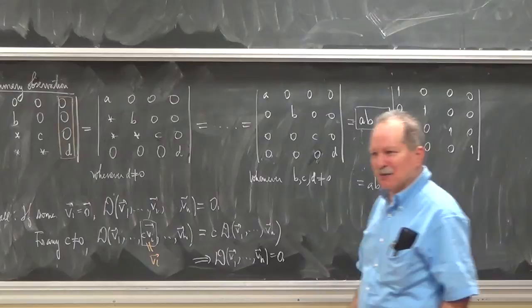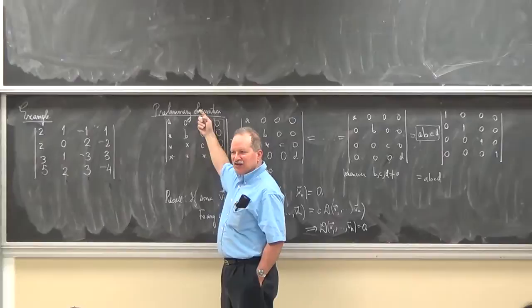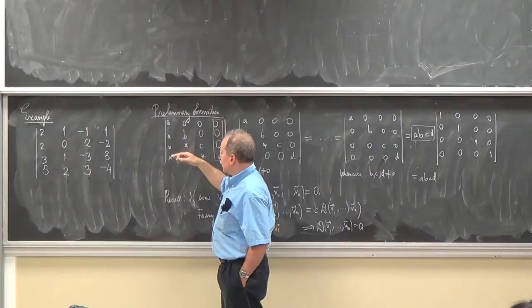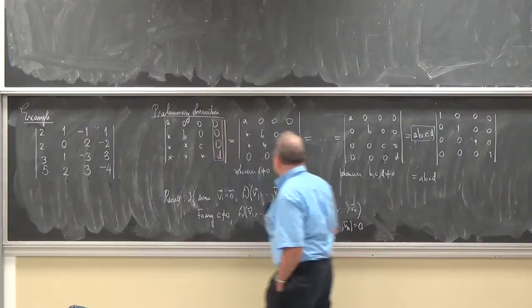All right, so your goal based on this observation is to make this thing become lower triangular, or upper would be just as good. But lower triangular is going to be somewhat analogous to what we did with echelon form. And then you just multiply the diagonals once you're lower triangular. All right, so what do you want to do with this matrix?